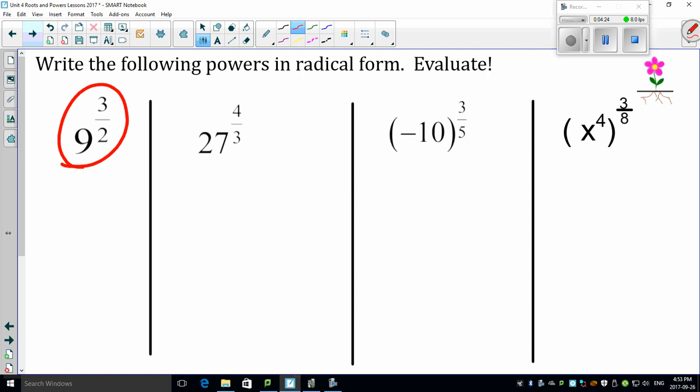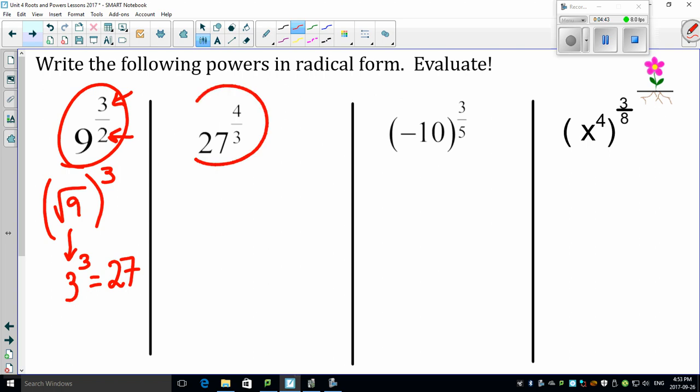Let's do this one first. There's the root, there's the power. So this is going to be the square root of 9 to the power of 3. Well, that's easy. The square root of 9 is just 3. So that leaves us 3 to the power of 3, which is 3 times 3 times 3, which is 27. Wow, that was easy.